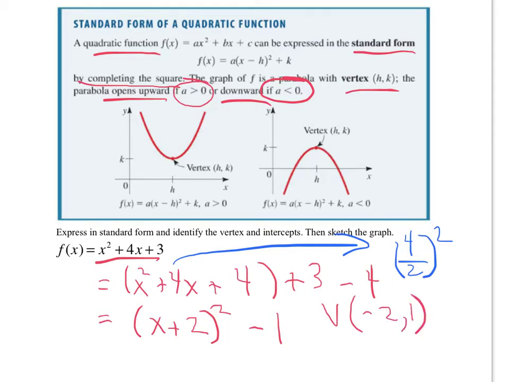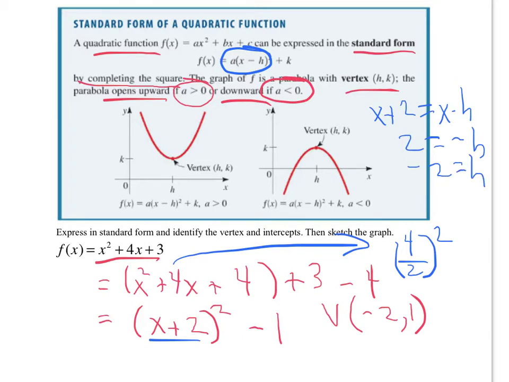The reason why that happens is because over here, notice it's x minus h, so we here have x plus 2. So x plus 2 equals x minus h. So the x's cancel out, you get 2 equals minus h, and therefore minus 2 equals h. And then a similar process shows why the second coordinate k is negative 1. So there's your vertex.